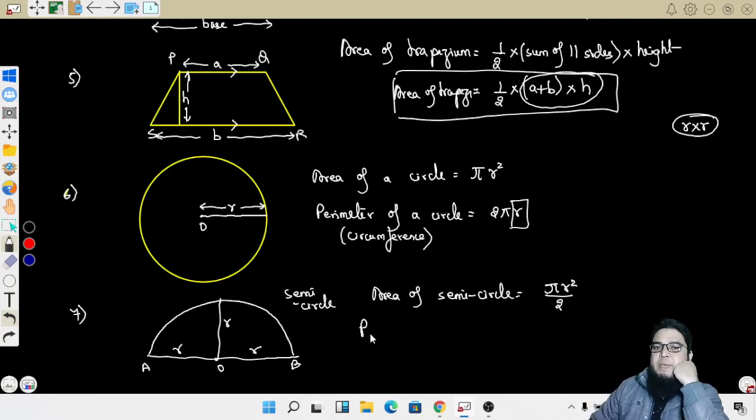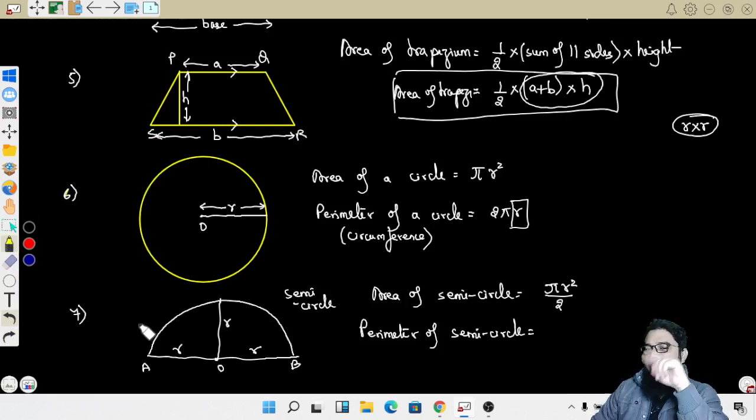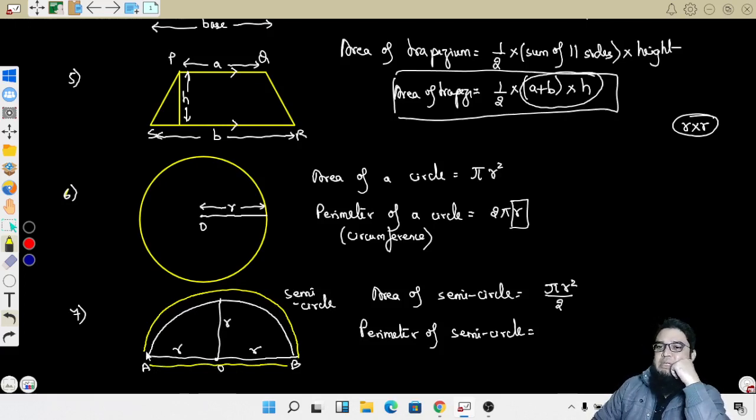And if we talk about the perimeter of a semicircle, you have to see it very keenly. The perimeter, just look here. Perimeter is the boundary. So if you see the semicircle, in the boundary you have one arc which must be added and one diameter which has to be added. This diameter plus this arc will give you the perimeter of the semicircle. Got the point?